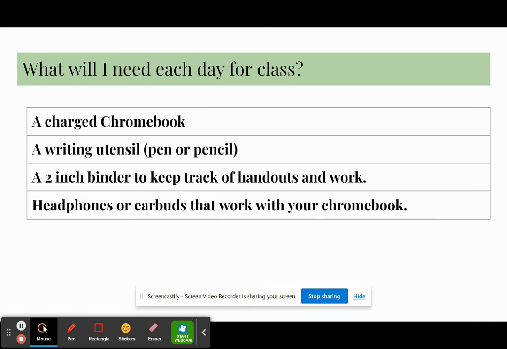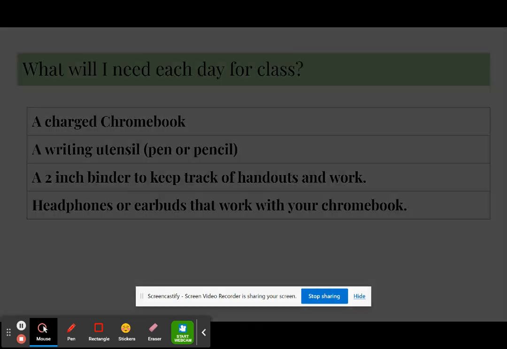What are you going to need each day for class? A charged Chromebook, a writing utensil, a pen or a pencil, a 2-inch binder to keep track of your handouts and work. There are no folders this year. You are in charge. And you'll need headphones or earbuds that work with your Chromebook.